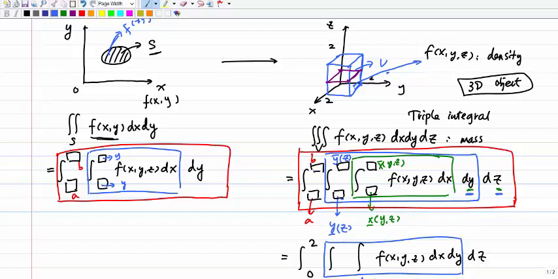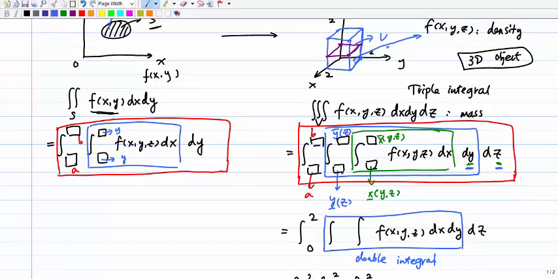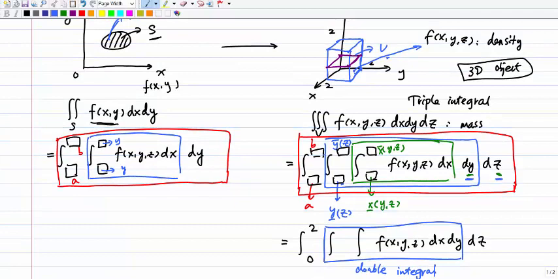So the key problem is figuring out the lower bound and upper bound for x, y, and z. For example, if I'm giving you this 3D object, I'm going to try to figure out the lower bound and upper bound for x, y, z. What are the lower and upper bounds? If we start with z, because z is the outermost, we go to the external one. This is the external one for z.